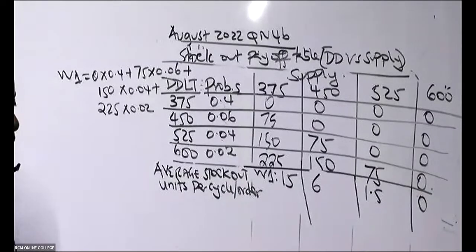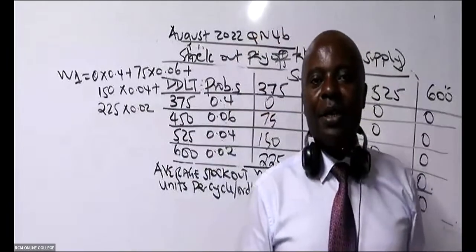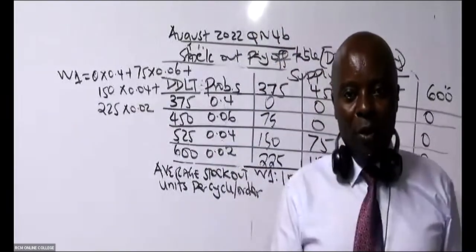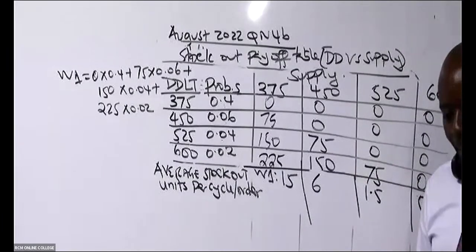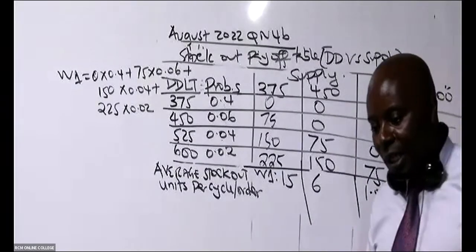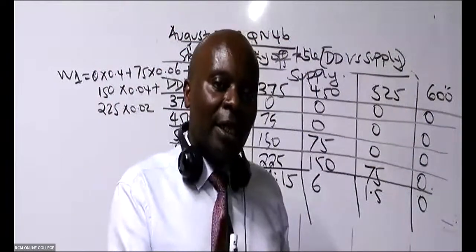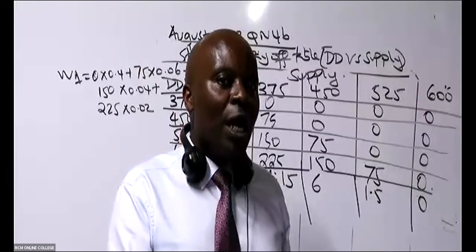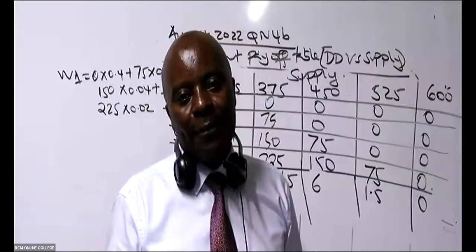Now, ladies and gentlemen, you are the guys who are guiding me today. I've been able to get the average stock out units per cycle. What will be the next step for me? Yeah, we multiply this by the number of orders. And you appreciate the fact that number of orders will never be given. I don't know even why these examiners are giving number of orders.